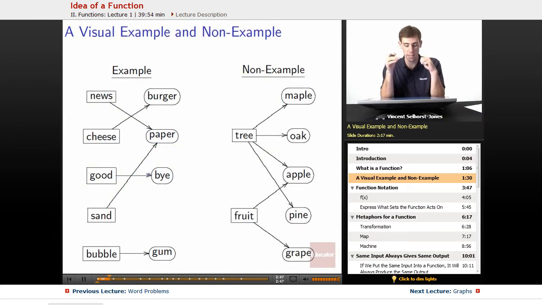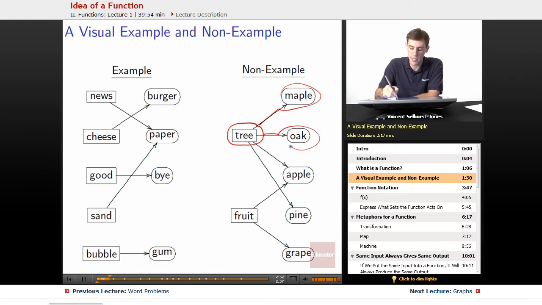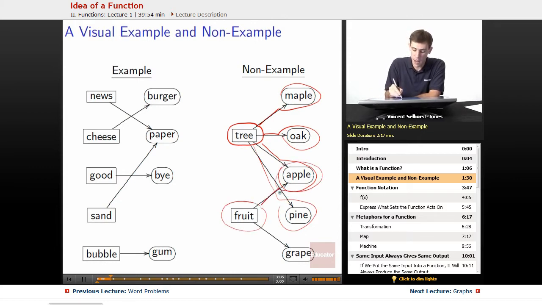Here's a non-example. So this one, we say tree, but the function gives us 4 different possibilities. Sometimes it spits out maple, but other times it spits out oak, but other times it spits out apple, but other times it spits out pine. And then fruit, if we go to fruit, it sometimes spits out apple, and sometimes it spits out grape.